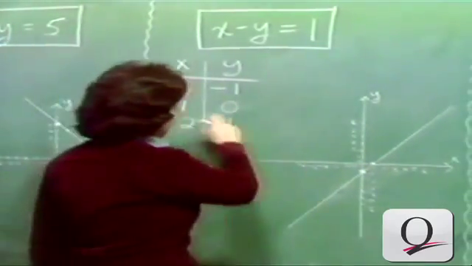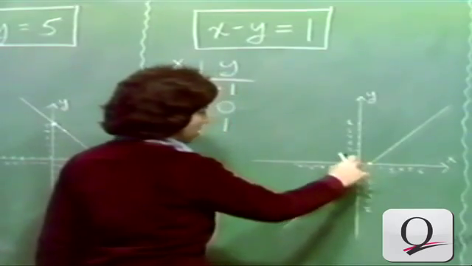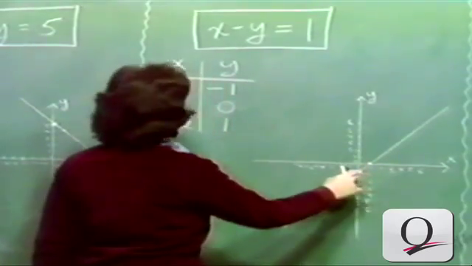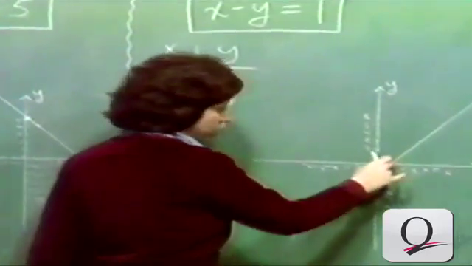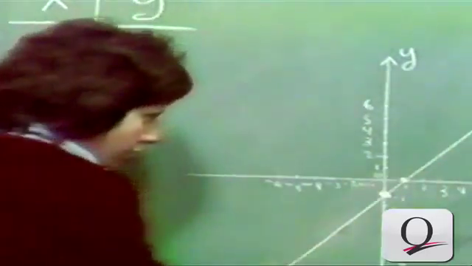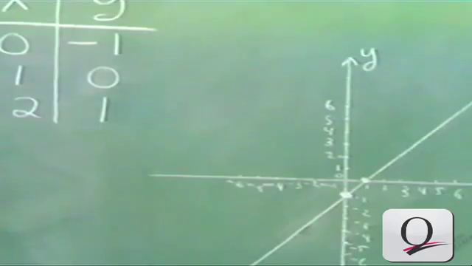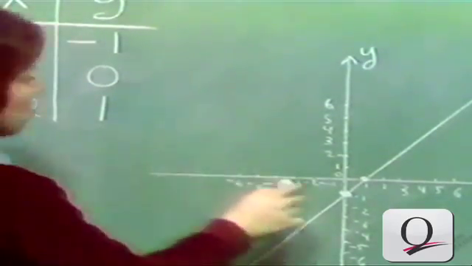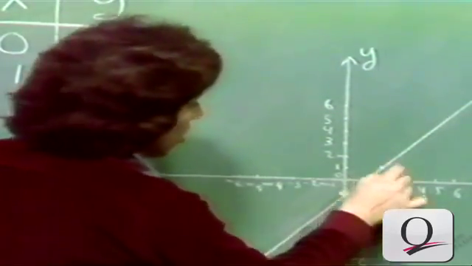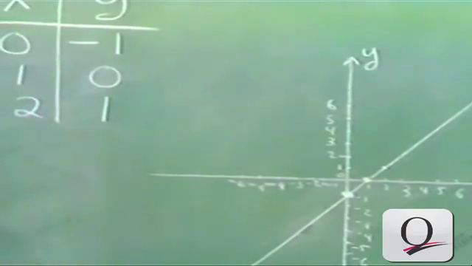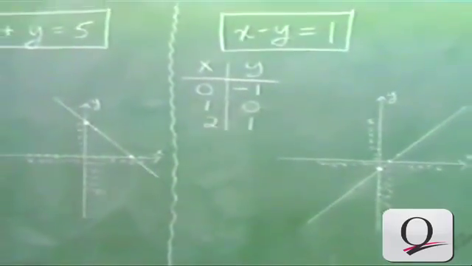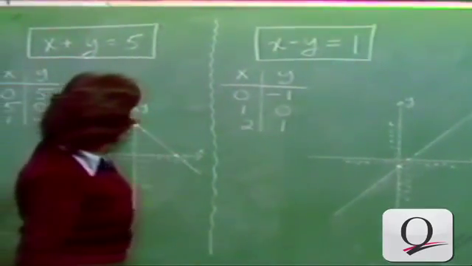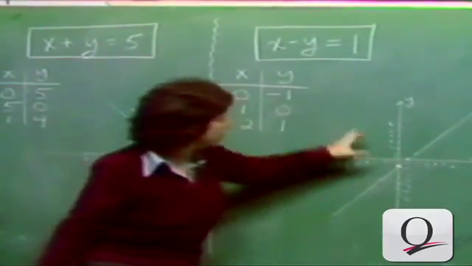Now, let's plot them. 0, minus 1. You stay at the origin, you go down 1. 1, 0. You move to the right 1, not up or down. You stay on the x-axis. Connecting those 2 points, we get the straight line. And then we check and we see 2, 1 lies on that line. So we have now the graph of the first equation and the graph of the second equation.